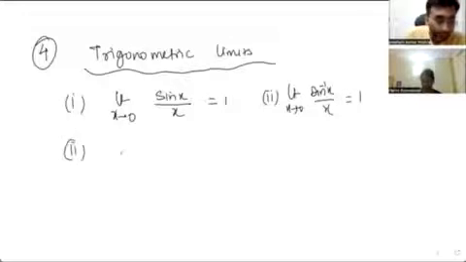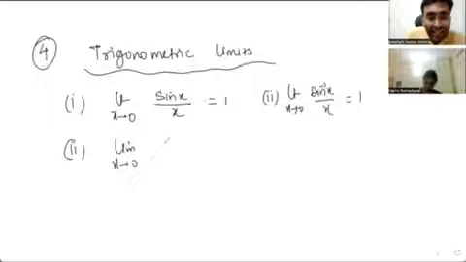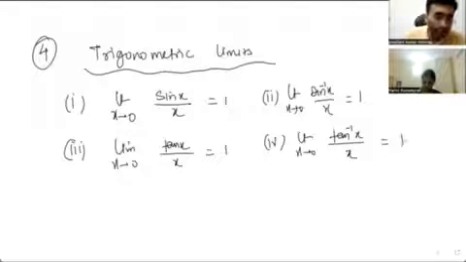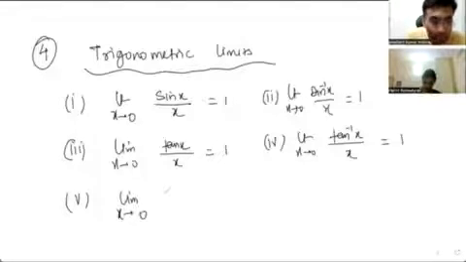The second thing is limit x tends to 0 of tan x over x, which is 1. This is the third point. And we have the fourth point, limit x tends to 0 of tan inverse x over x equals 1. And the fifth point is limit x tends to 0 of cos x, which is directly 1.